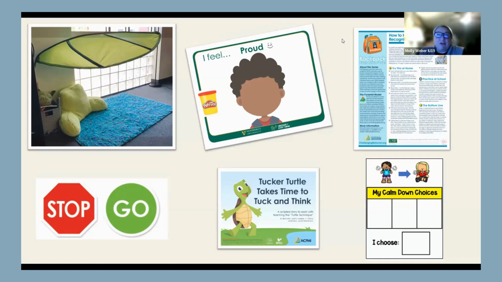You can do like a mirror effect. This is me sad, and have your child make that sad face. This is me happy. This is me calm. So playing that game. Tucker Turtle takes time to think. Say that three times fast. That is also in the challenging behavior.